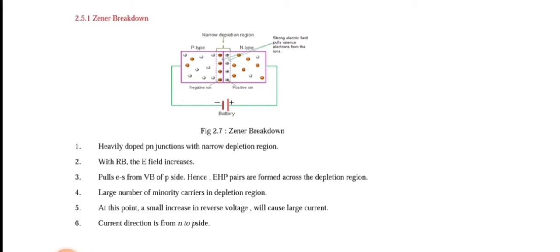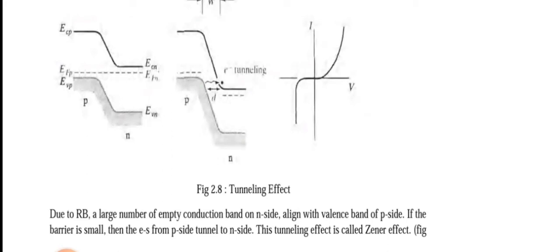Large number of minority carriers will be present in the depletion region. At this point, a small rise in reverse voltage will cause a large current. The direction of current is from n to p side. So this process has been shown here.